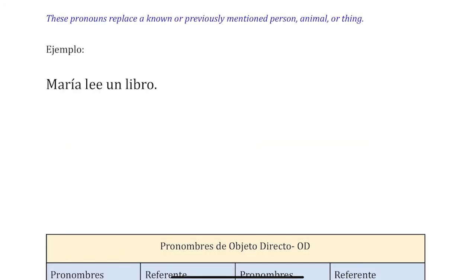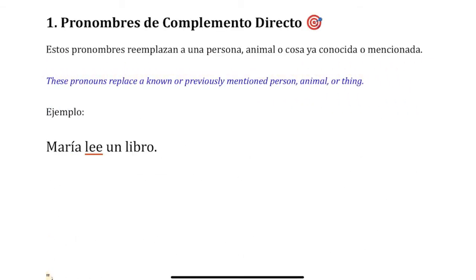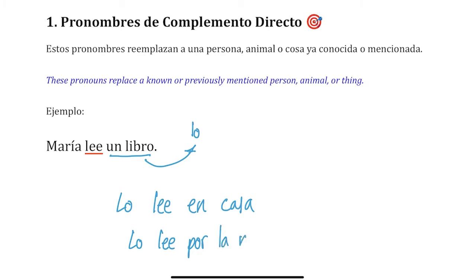To make the sentence shorter and to make the language more fluid, we are going to use the direct object pronouns. The verb is lee, and un libro will be the direct object. If I want to keep talking about Maria and she reading the book, I will be able to start using the direct object pronoun. For un libro will be lo, and then I can say lo lee en casa. Lo lee por la mañana. Please notice how I am not using the word el libro again.